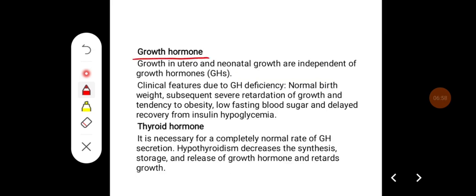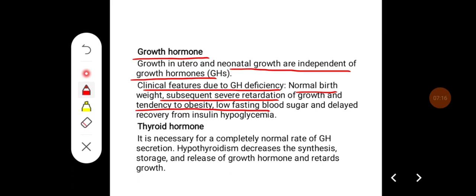In utero and neonatal growth are independent of growth hormone. The clinical features if growth hormone deficiency occurs: there can be normal birth weight, but subsequent severe retardation of growth, and there will be a tendency to obesity or low fasting sugar, and delayed recovery from insulin hypoglycemia can occur.